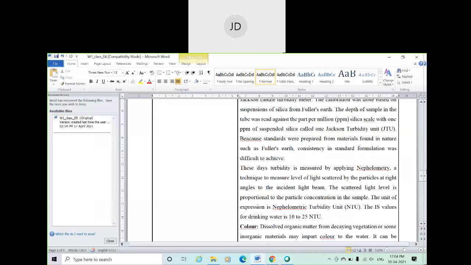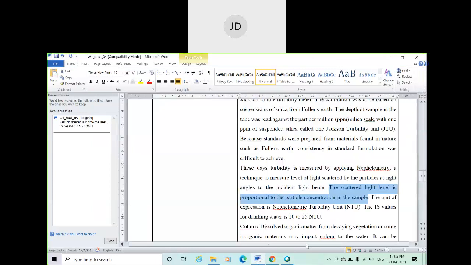So, what is the nephelometric technique? Here, in the nephelometric technique, light is scattered by particles at right angles to the incident light beam. So there is an apparatus where a light source is fitted within the apparatus, and the light is scattered. And the scattered light level is proportional to the particle concentration of the sample.